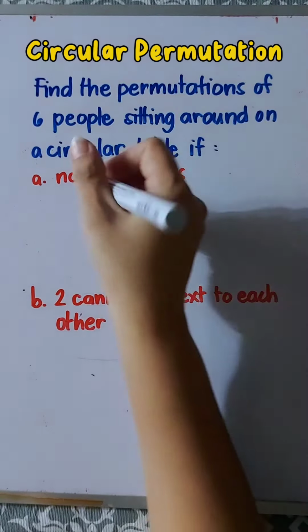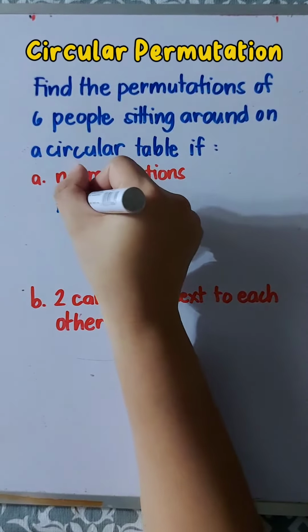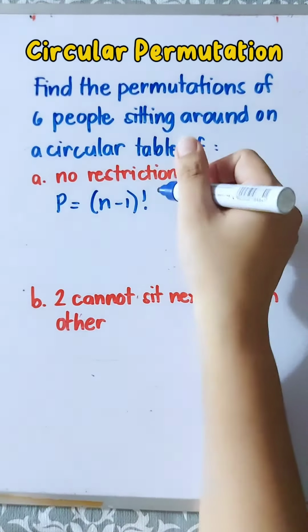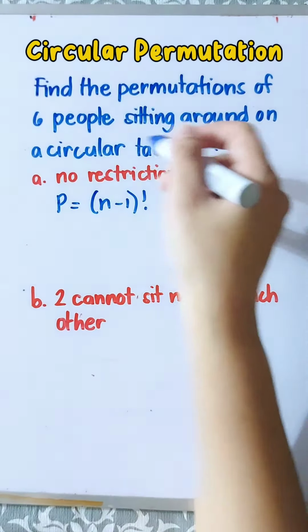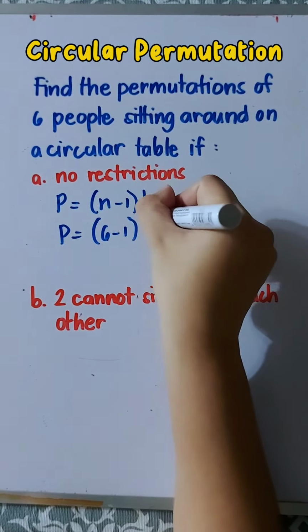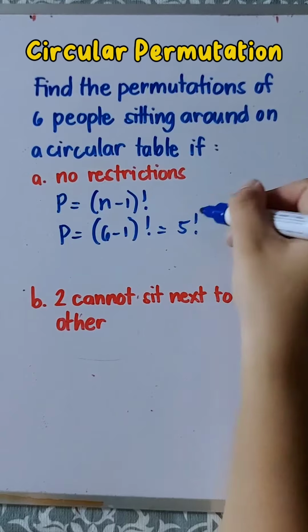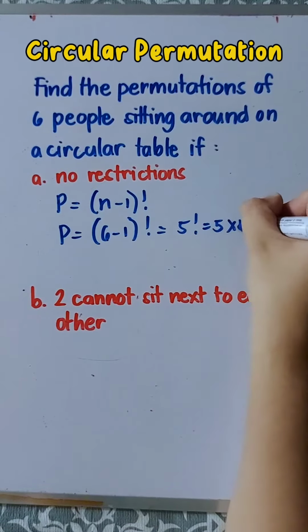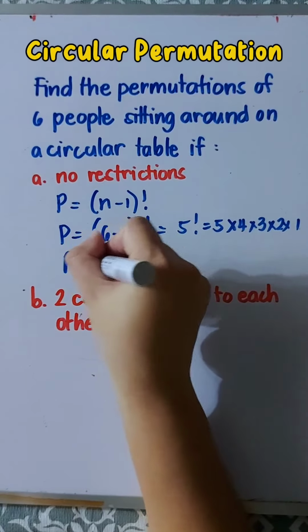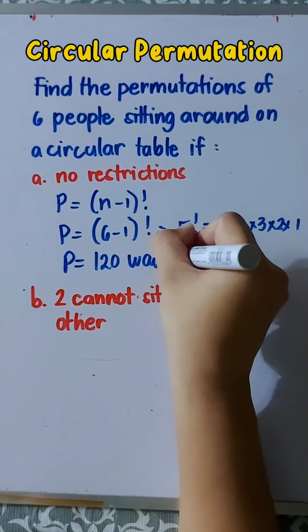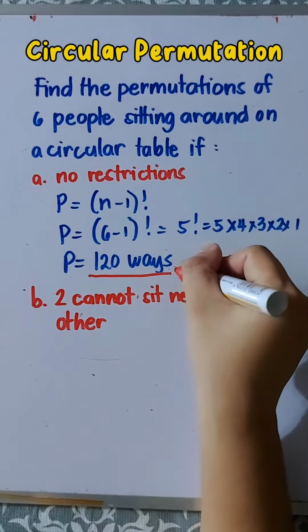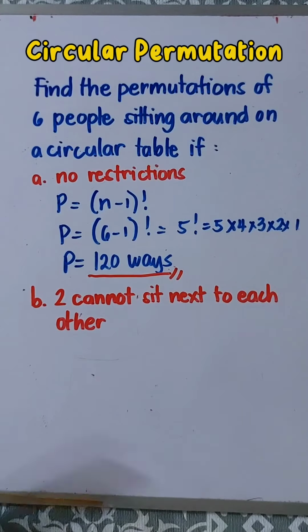So if there is no restriction, we will use the formula for circular permutation, which is P equals n minus 1 factorial. The value of n, or the number of objects, is 6. Therefore we have P equals 6 minus 1 factorial, and that is equal to 5 factorial, which is equal to 5 times 4 times 3 times 2 times 1, which is equal to 120 ways. So therefore, there are 120 possible permutations for 6 people sitting around the circular table.